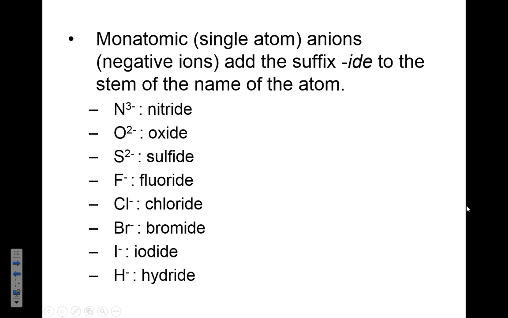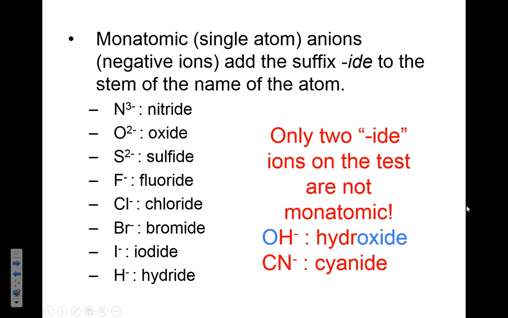Now, I did mention at the beginning that there are two that have "ide" that aren't monatomic. These two you really do have to know. The only two "ide" ions that we deal with for the test that are not monatomic are hydroxide and cyanide. Both of these do end in "ide," but if you look at their formulas, they're more than a single atom. The first one, hydroxide: look at the name. Hydroxide, hydrogen, oxygen. That's a dead giveaway as to what we have.